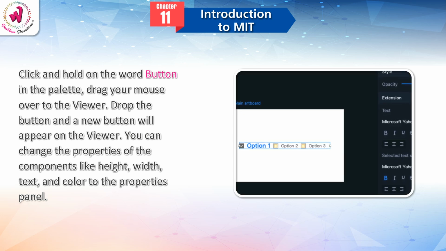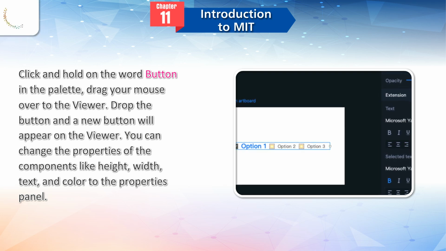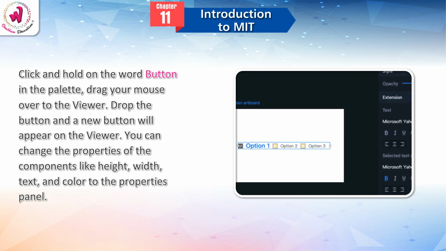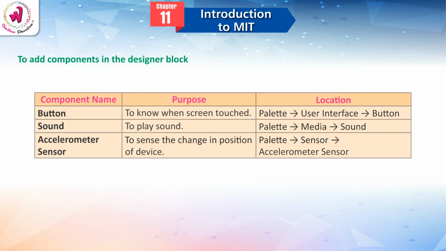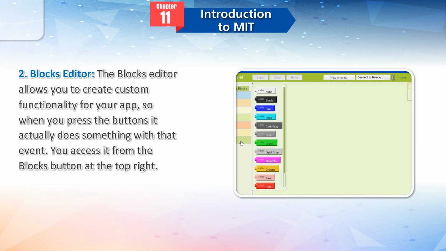You can change the properties of the components like height, width, text, and color in the Properties panel. To add components in the Designer: Button, to know when screen touched, palette, user interface. Button, sound, to play sound, palette, media. Accelerometer sensor, to sense the change in position of the device, palette, sensor.